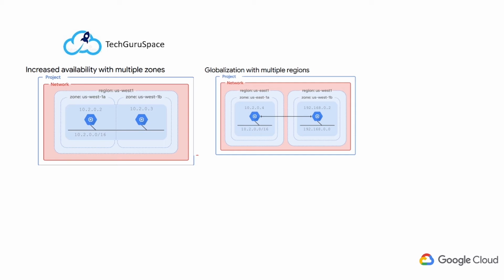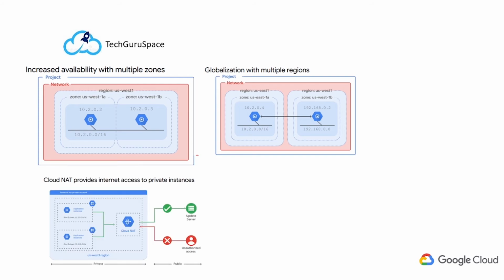When using a global load balancer like the HTTP load balancer, you can route traffic to the region that is closest to the user. This can result in better latency for your users and lower network traffic cost for your project.